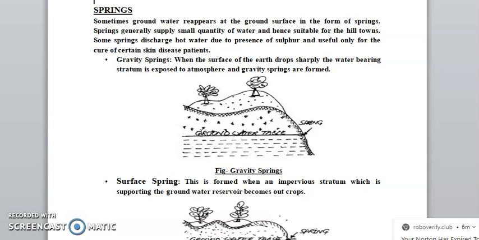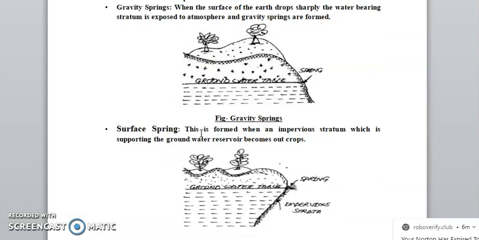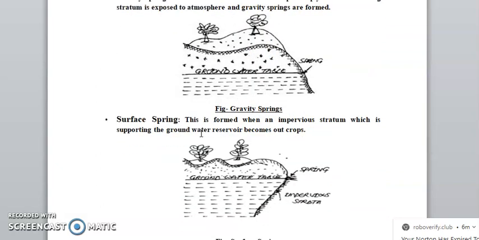Gravity spring: when the surface of earth drops sharply, the water-bearing stratum is exposed to the atmosphere and a gravity spring is formed. This is a groundwater spring. Surface spring is formed when the impermeable stratum which is supporting the groundwater reservoir becomes outcrop.